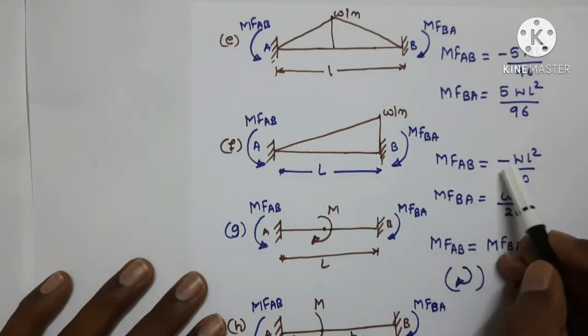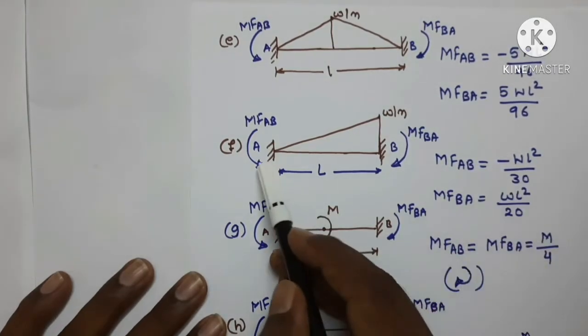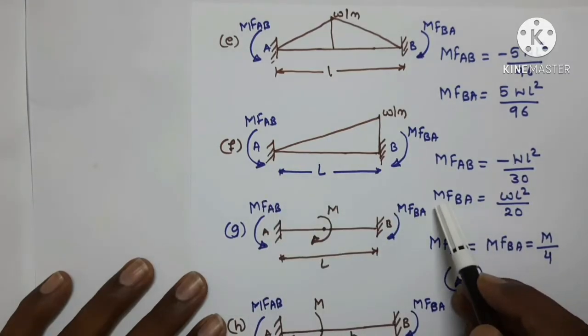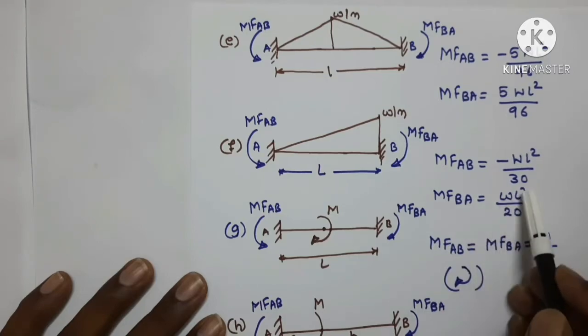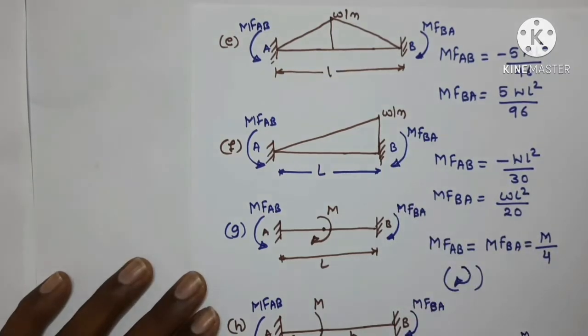MFAB is equal to minus WL square by 30 for this end, and for this end the fixed end moment is equal to WL square by 20. So these equations we have to remember before solving the examples.